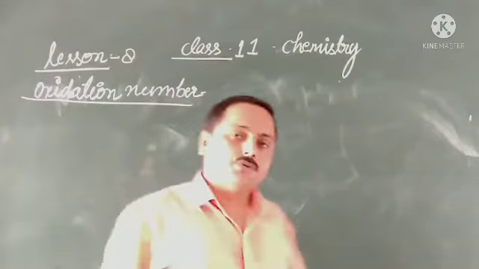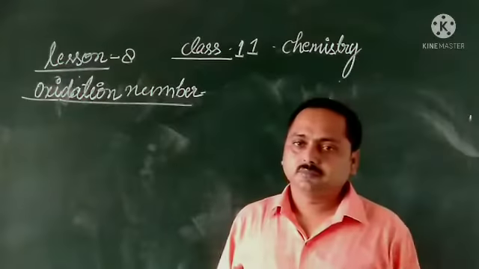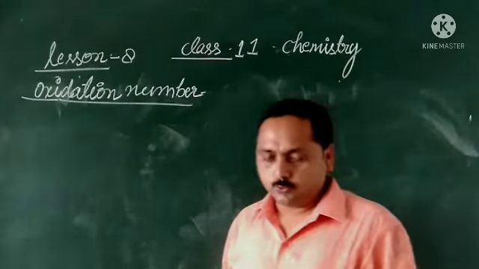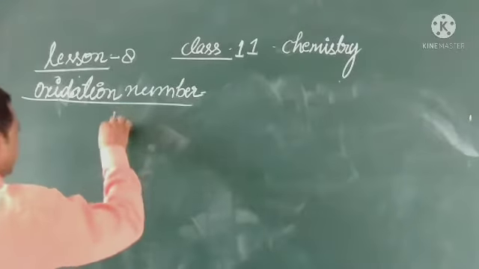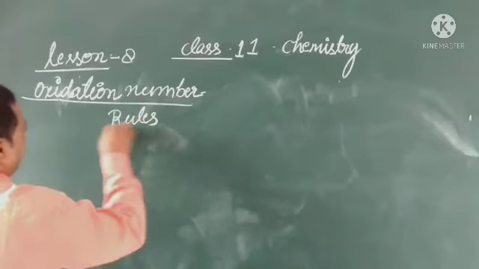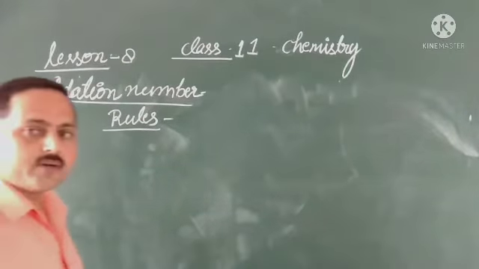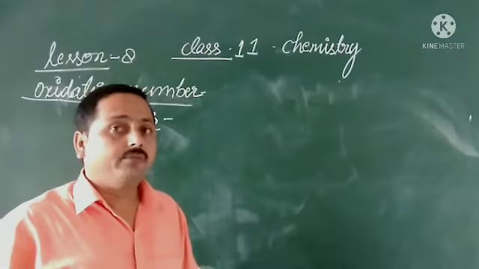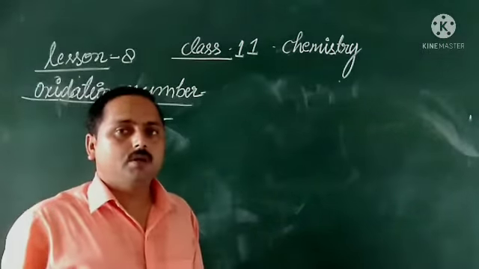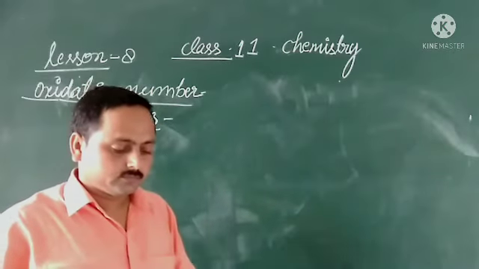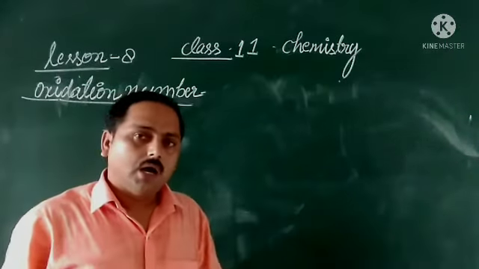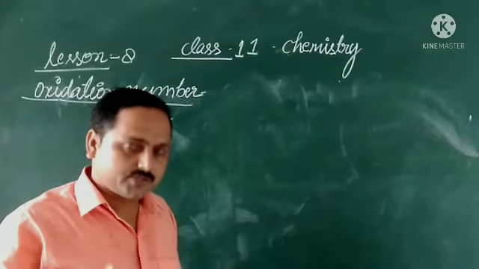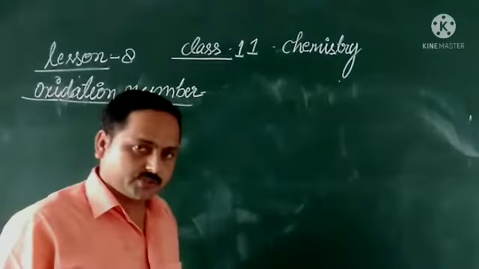Before we start to calculate oxidation number, we have to see some rules, that is, how to calculate oxidation number. The first rule is that elements in free state are in zero oxidation state. Elements in free state, meaning uncombined state, are in zero oxidation state.